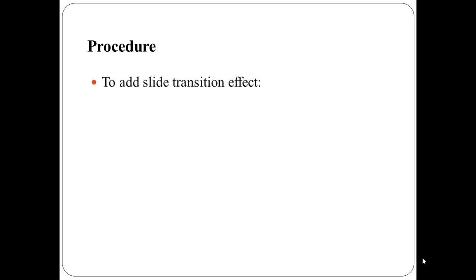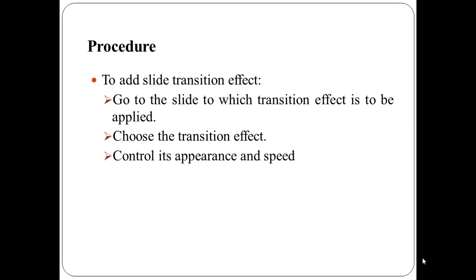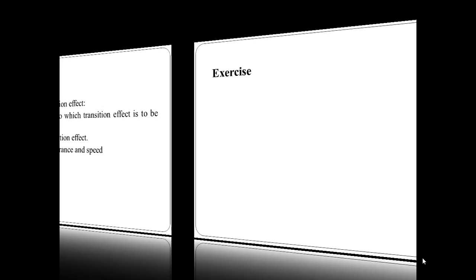You can also add a slide transition effect. To do this, go to the slide to which the transition effect is to be applied. Then go to the relevant menu to choose the transition effect. Once the effect is selected, choose from different options to control its appearance and speed.